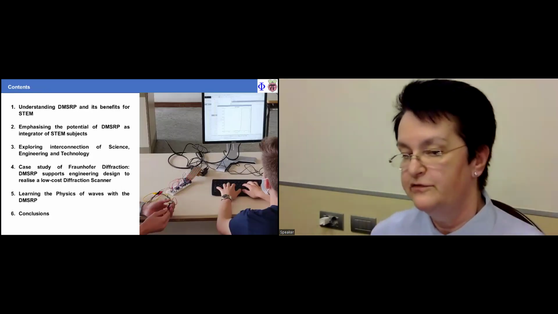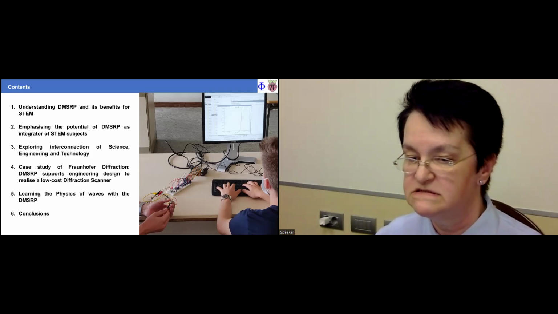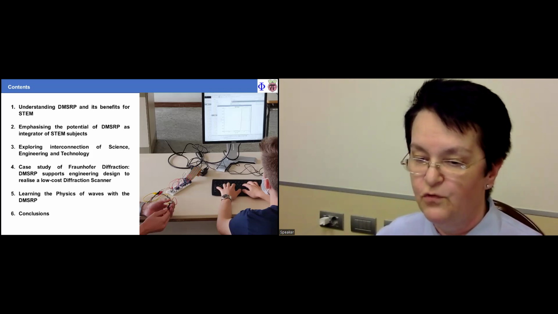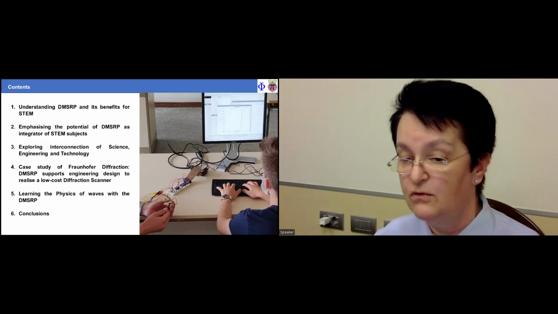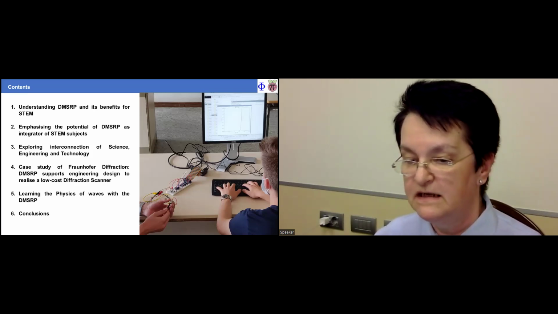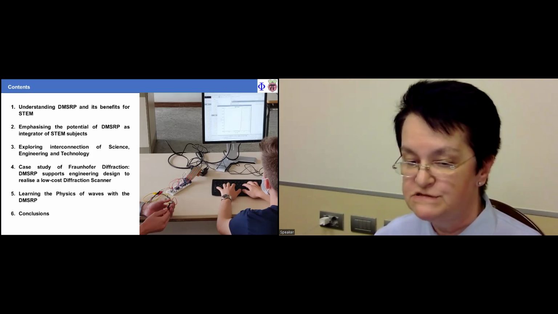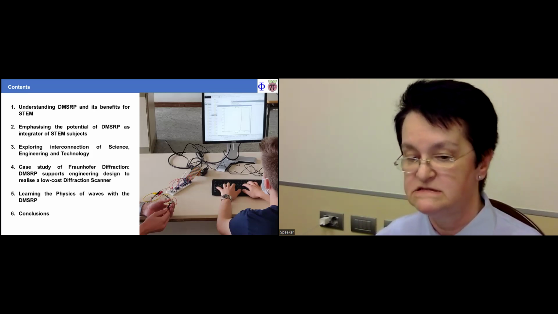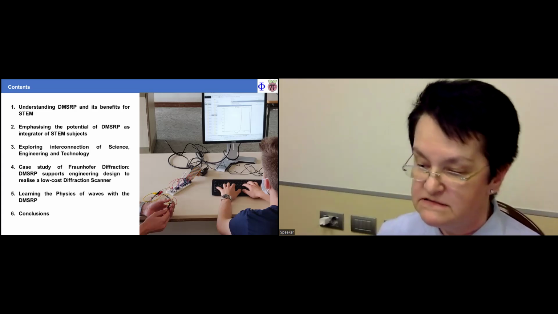We shall be going through the following content aspects. First, I want to explain what exactly the DMSRP is and its benefits for STEM. Then a few words about the potential of the DMSRP. Then how the DMSRP-based environments interconnect science, engineering, and technology. Then we go through the case study of Fraunhofer diffraction, where the students use the DMSRP to design and to realize a low-cost diffraction scanner with which they learn the physics of waves, and at the end some conclusions.